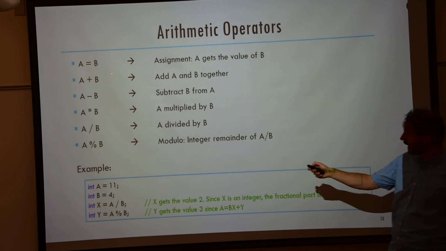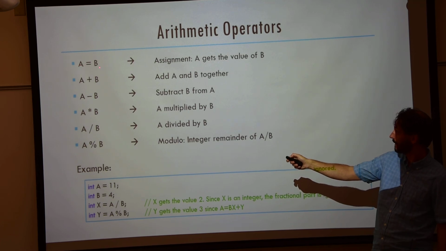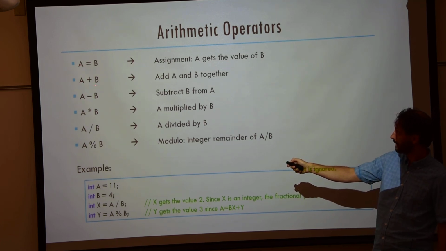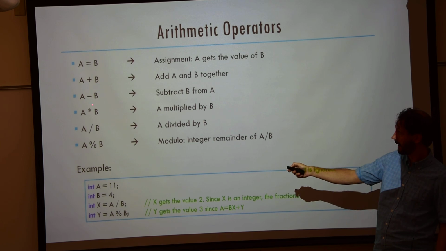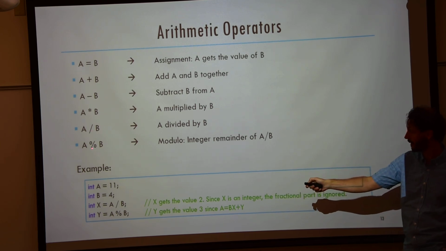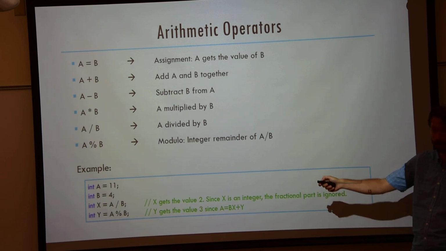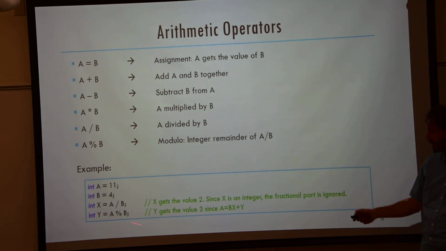Alright, arithmetic operations. So what do we have? We have this, for example, which means A gets the value of B. A plus B adds A and B together, minus, multiplication, division. Alright, and this modulo operation. So let's talk about those two to explain what that really means.